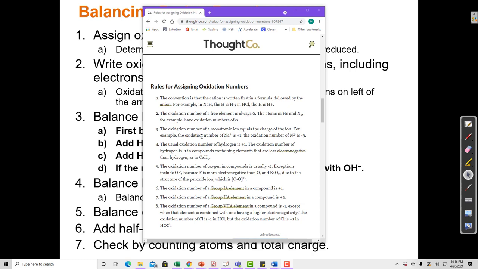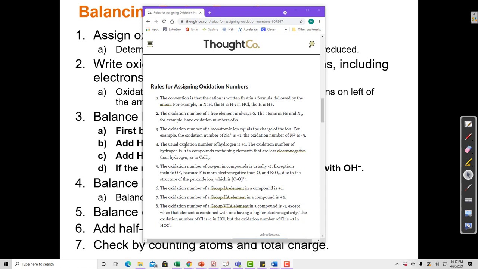The oxidation number of a monatomic ion equals the charge of the ion. So Na has a plus one charge, and its oxidation number is also plus one. In this compound, H has a minus one charge, and its oxidation number is also minus one. So the oxidation number of any single-atom ion is equal to its charge. N3- has an oxidation number of 3-.